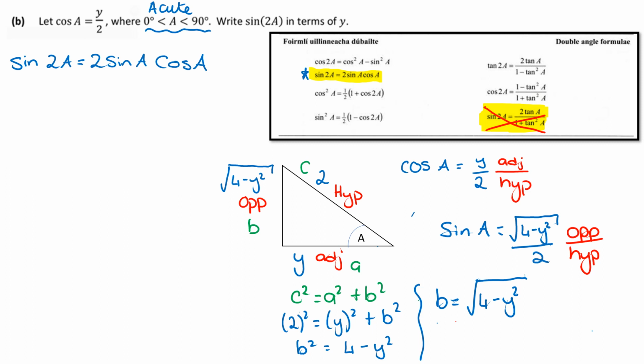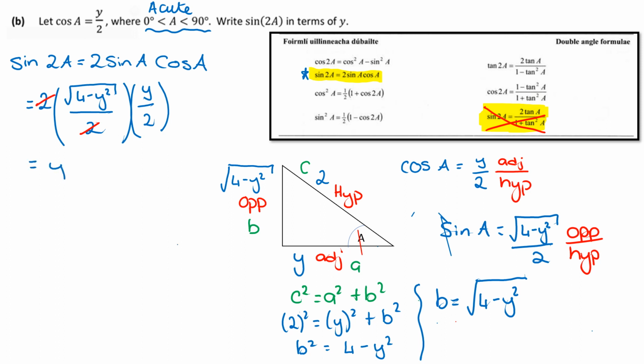So going back over here, sine of 2a is equal to 2 times sine of a, which is the square root of 4 minus y squared all over 2, times cos of a, which we already knew was y over 2. We get a little bit of cancelling happening, but nothing major, and we get y square root of 4 minus y squared all over 2. And that's your final answer for sine of 2a. It cannot be simplified anymore.